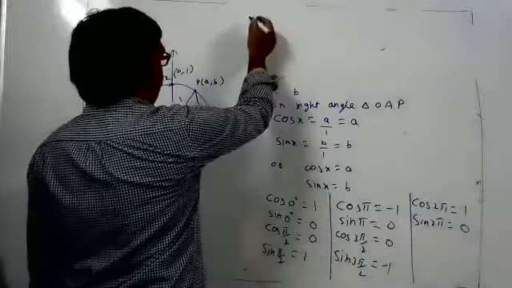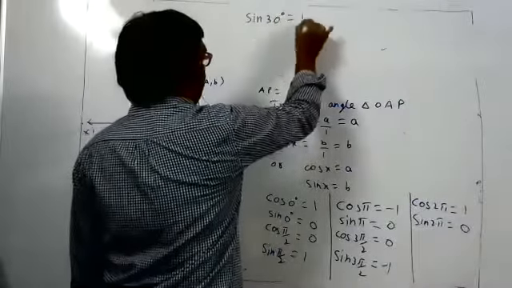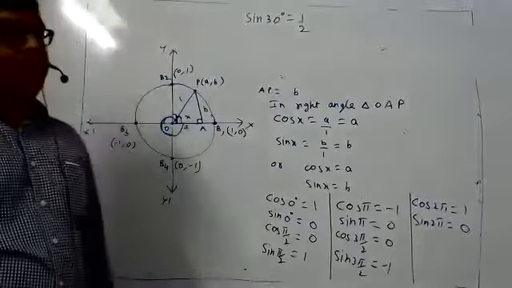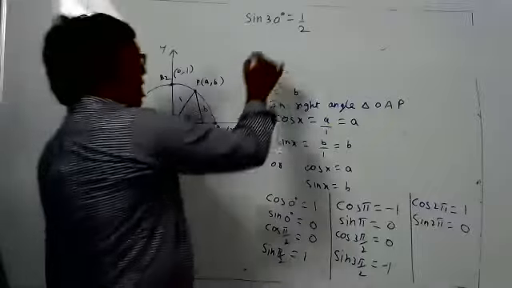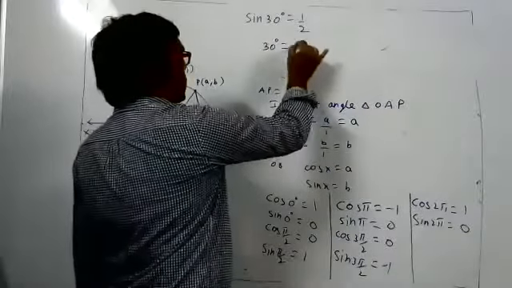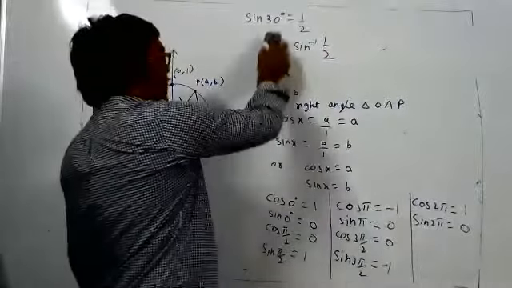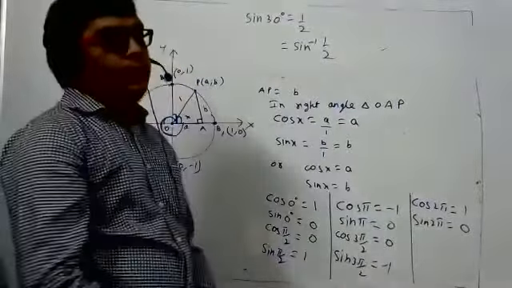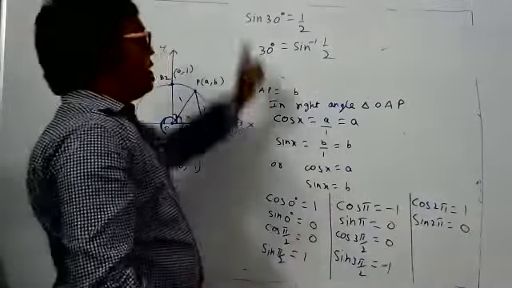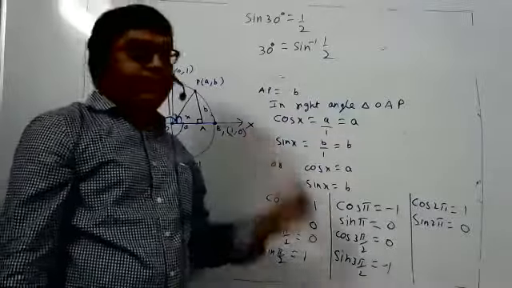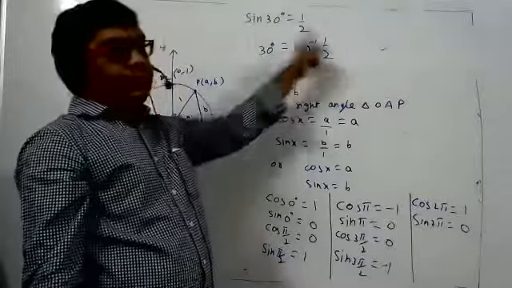It is very simple. Suppose I say sine 30 degree is equal to 1 by 2. The same information I can say in one more way. I can say 30 degree is equal to sine inverse 1 by 2. Somebody asks you, what is the value of sine inverse 1 by 2? Then you have to say it is 30 degree. Why 30 degree? Because sine 30 is 1 by 2. Since sine 30 is 1 by 2, that is why sine inverse 1 by 2 value is 30 degree.